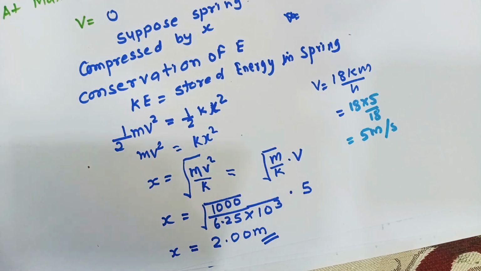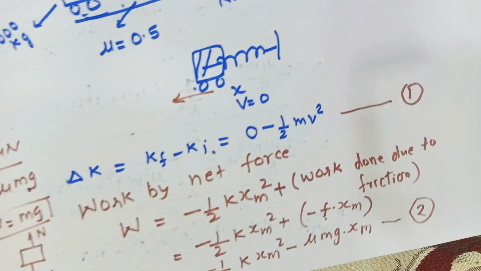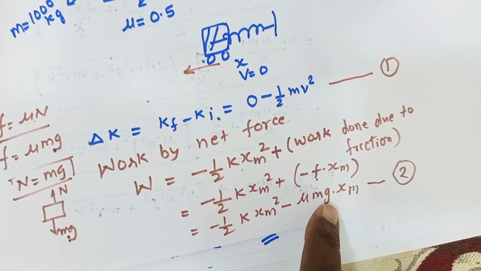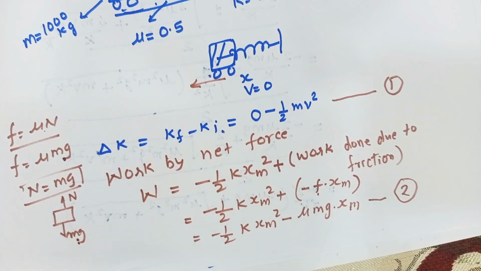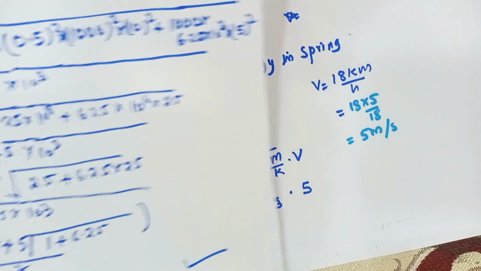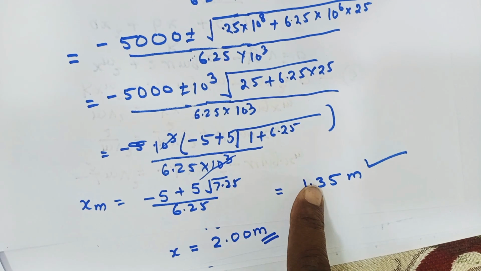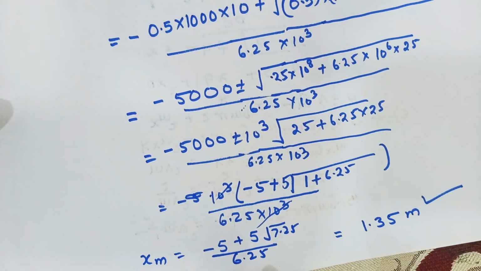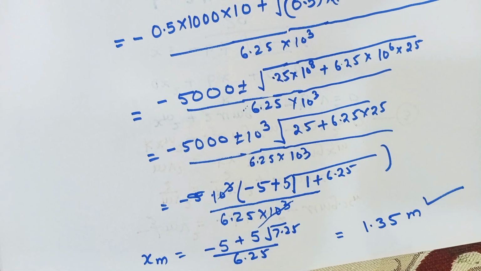then the equation was like this: kinetic energy will be equal to the work done. Then the quadratic equation forms, and finally the result came, which was 1.35. This 1.35 and this was 2.00. So when we consider friction, the compression in the spring is less. This is a typical standard method to check the brakes in the automobile industry. Thank you.